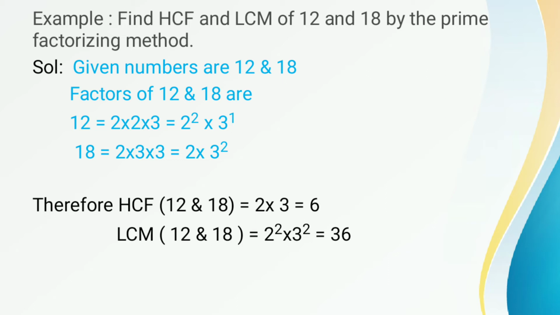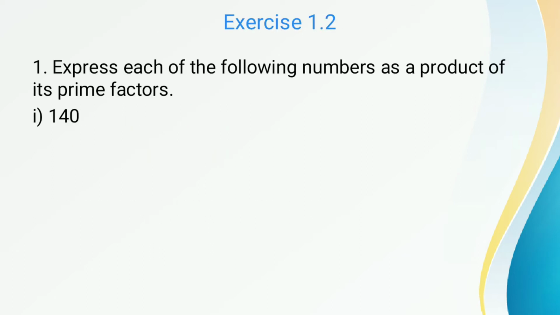We know that for HCF, we consider the smallest power of the common factors of the given numbers. For LCM, we need to observe the highest power of the given factors. LCM of 12 and 18 is 2 square into 3 square, which is equal to 36.